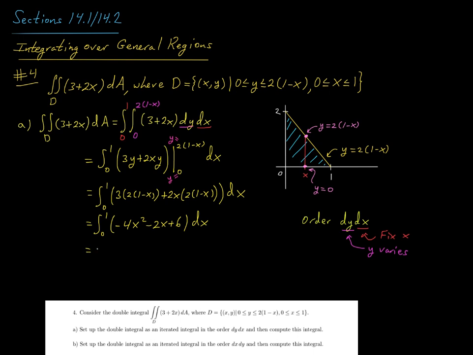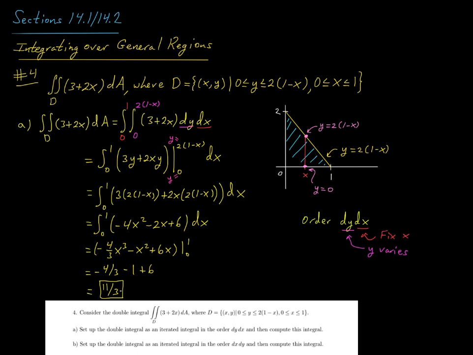So integrating there, we're going to get minus 4/3 x cubed minus x squared plus 6x. And we're letting x vary from 0 to 1. So plugging in, we'll get minus 4/3 minus 1 plus 6. Plugging 0 in is going to give us 0. So you combine all that and you find that the integral is equal to 11/3.